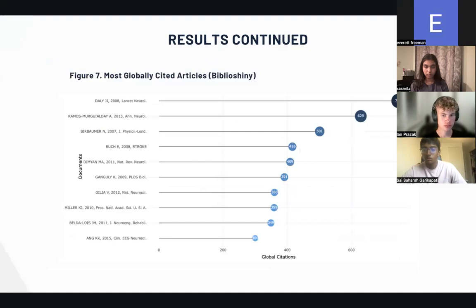And finally, in Figure 7, we can see the most globally cited articles created by Biblioshiny. You can see that 2 overwhelmingly most cited articles were published by Daly and Ramos-Murguialday, with 746 citations and 629 respectively.